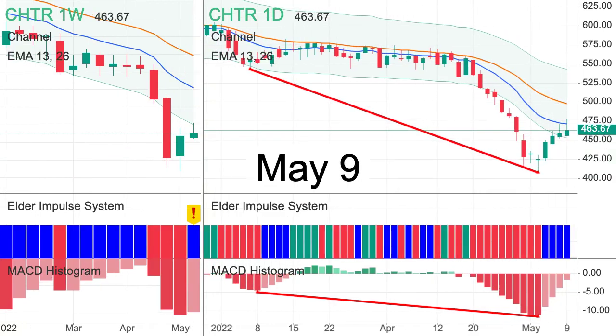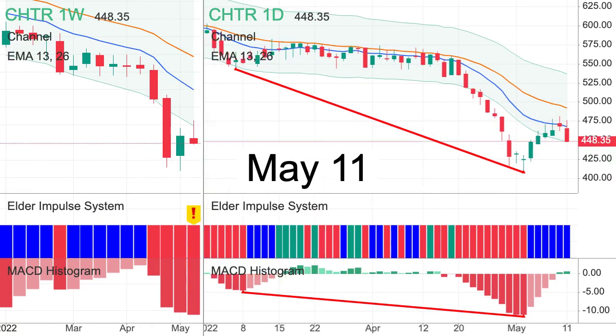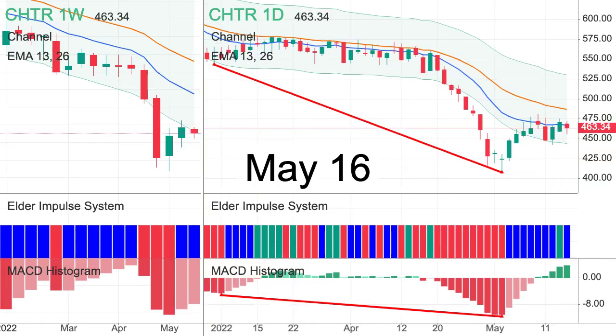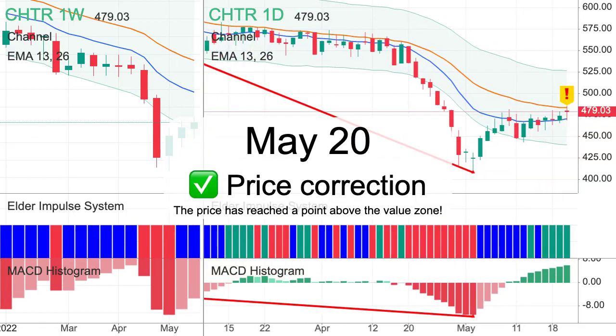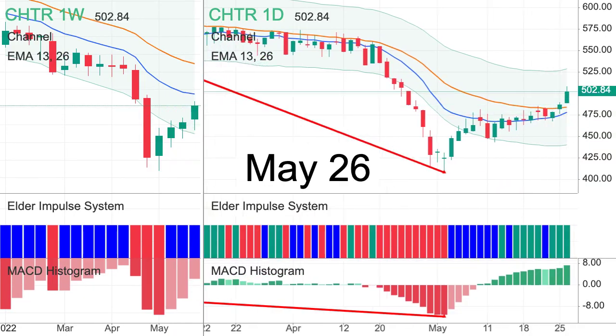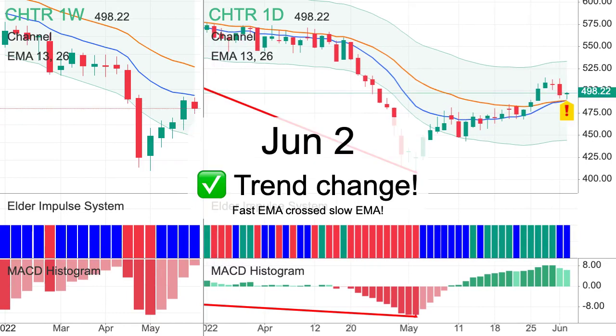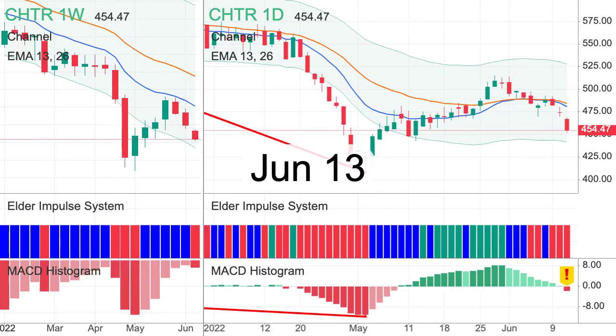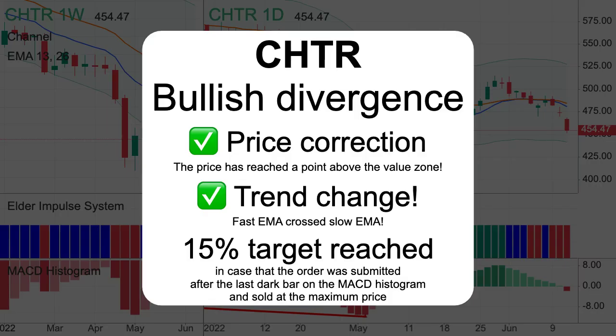A blue bar. Switch to a red bar. A blue bar. The price has reached a point above the value zone. Fast EMA crossed slow EMA. MACD histogram crossed the zero line. 15% target reached.